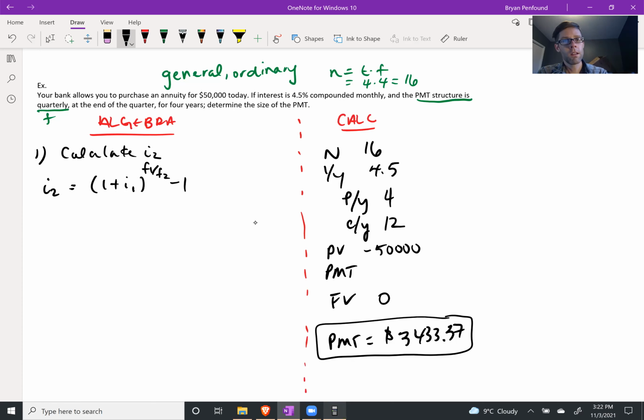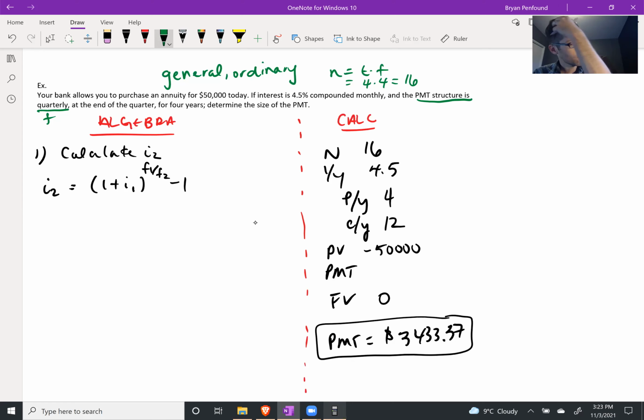So because this is a general annuity, and if I want to tackle this in the algebraic way, the very first thing I have to do is make sure that the frequencies match up. If I have a payment structure that happens to be quarterly, I need my compounding structure to also be quarterly. Otherwise, the formula breaks apart on us.